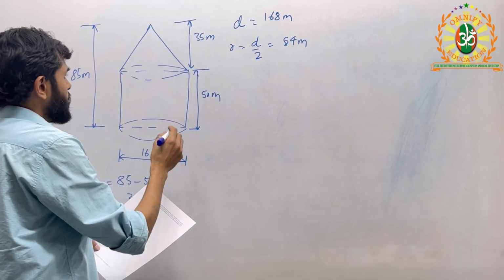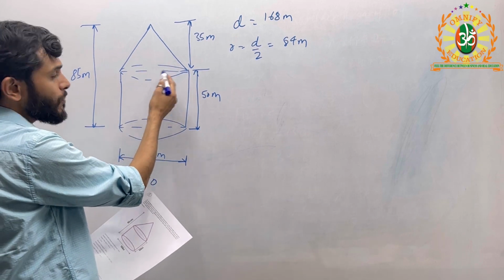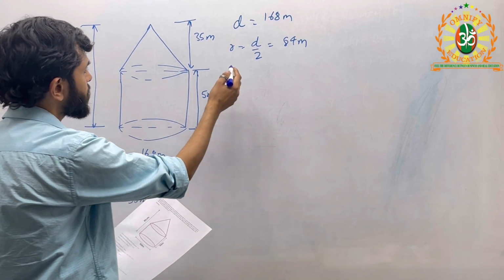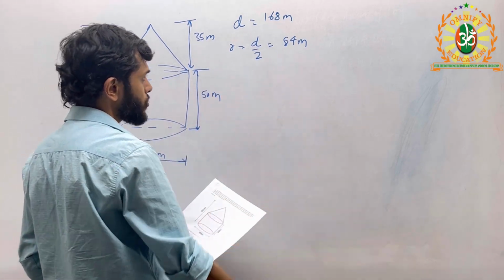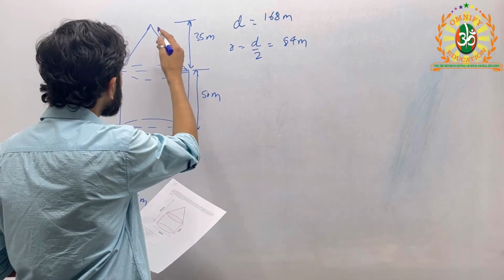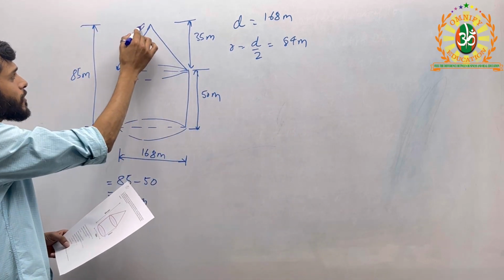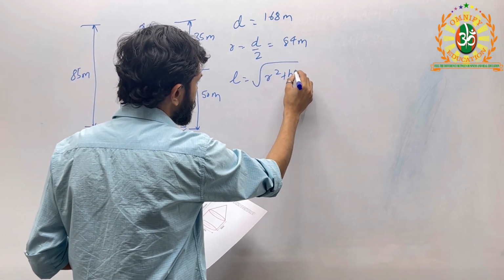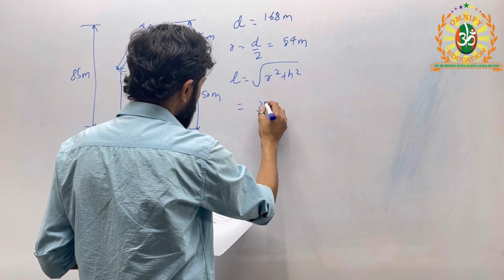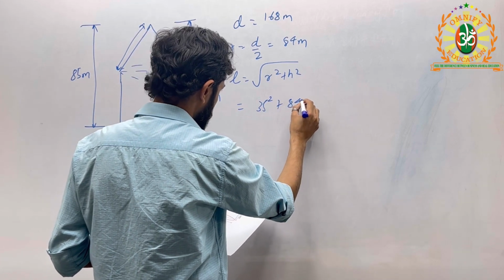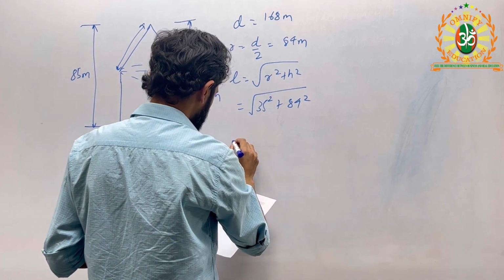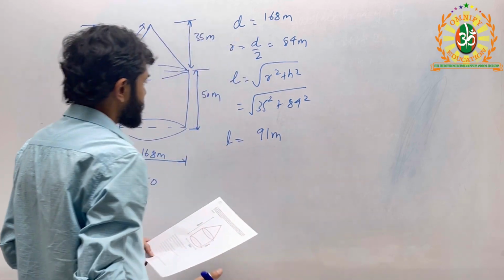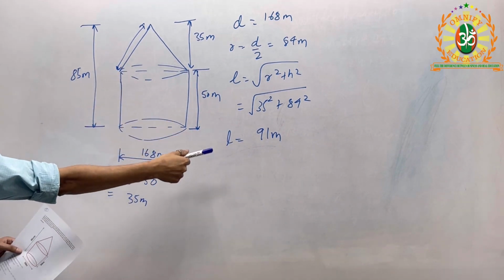Next, since they both share the same base, the diameter of the cone will also be the same, and the radius would also be the same, which would be 84 meter. Now we have to find the slant height of the cone. The slant height of the cone is given as l is equal to under root r square plus h square, which would be equal to 35 square plus 84 square under root. So on solving it, we get l as 91 meter. Hence, the slant height of the cone is 91 meter.